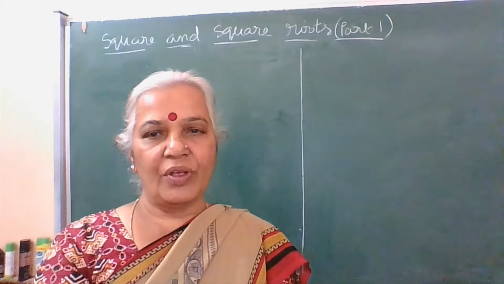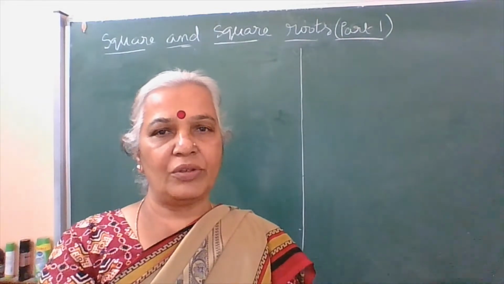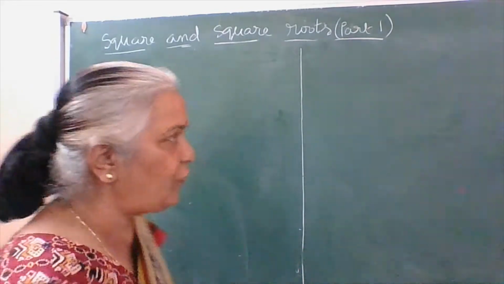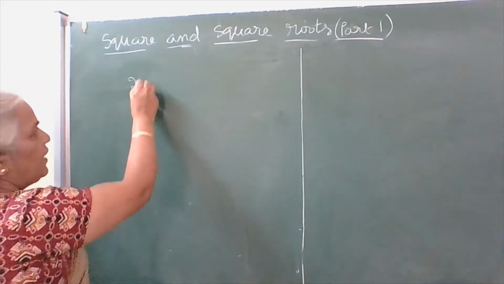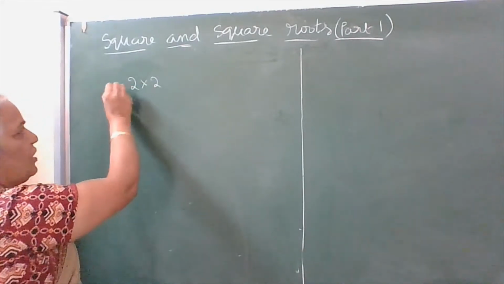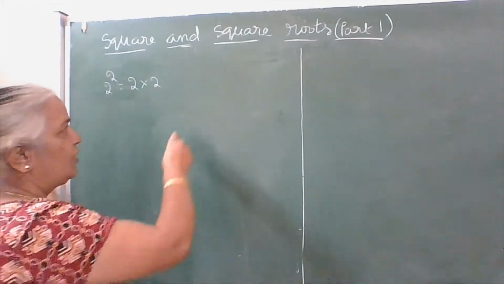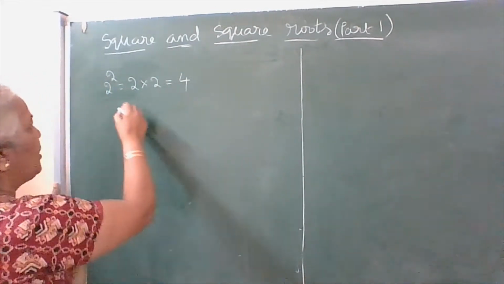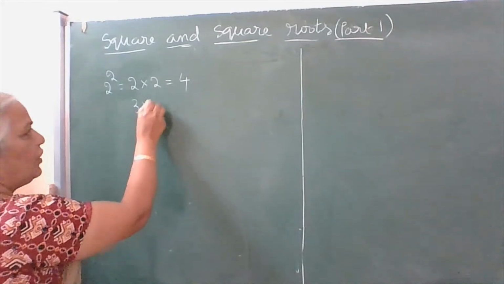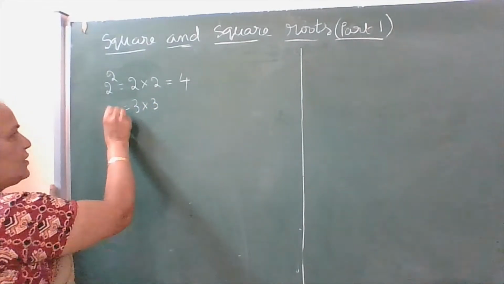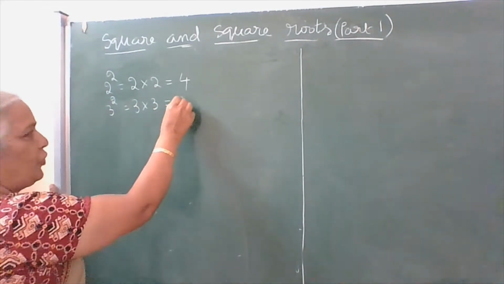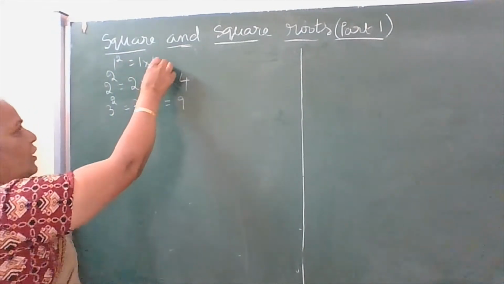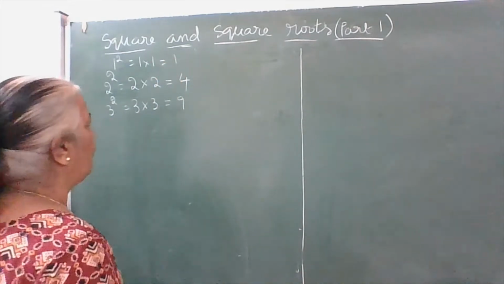In this video, you are going to learn about square and square root. Now, if you multiply 2 by itself, that can be written as 2 square. The value of 2 square is 4. If you multiply 3 into 3, that can be written as 3 square is equal to 9. And 1 square is equal to 1 into 1 is equal to 1.